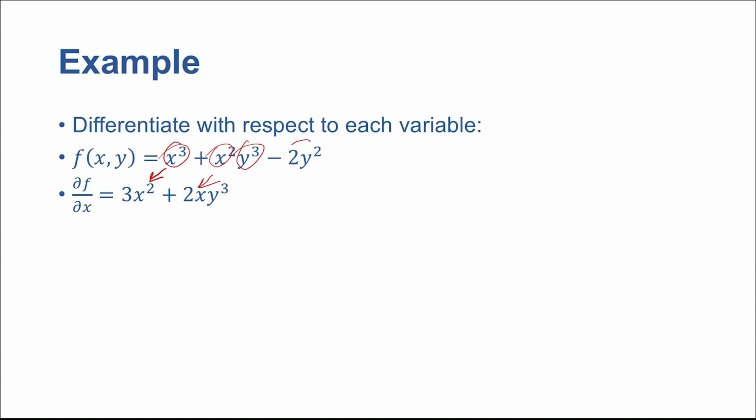Now this is also just a constant. What's the derivative of a constant? Well, it's just 0, so I get partial f by partial x is equal to 3x squared plus 2xy cubed. Now if I want to differentiate with respect to y, this will be 0, this will be constant, and this will become 3y squared, so I get 3x squared y squared, and then I differentiate this, and then I get 4y.